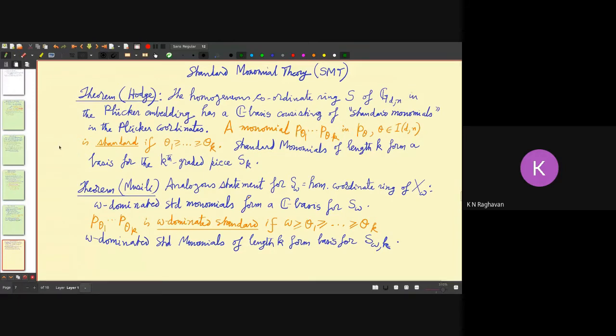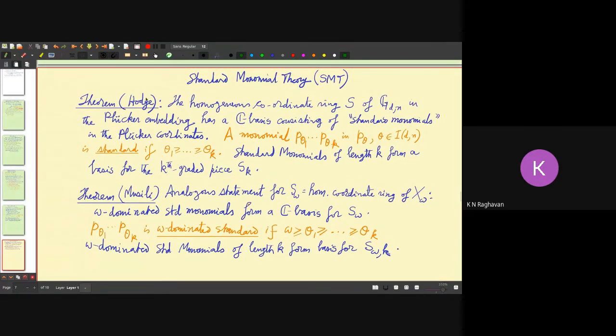Okay, now let me recall the main theorem of what is called standard monomial theory, first for the Grassmannian, and then for any Schubert variety in the Grassmannian. This theorem is due to Hodge, and apparently it appears in the book by Hodge and Pedoe. The homogeneous coordinate ring S of G(d,n) in the Plücker embedding. Remember what this is: S is the Plücker coordinates P_θ, modulo the Plücker relations. This ring has a C-basis consisting of standard monomials in the Plücker coordinates.